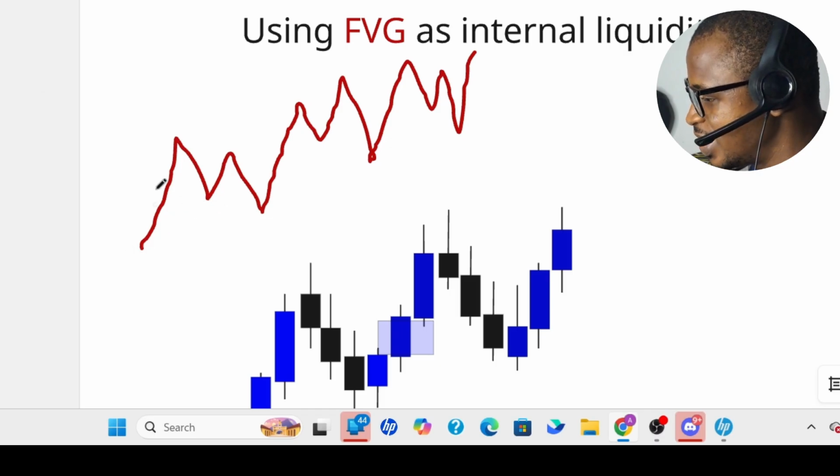And mind you, this is the external liquidity here. This here is the external liquidity, and this here is the external liquidity. The swing low and the swing high are the external liquidity.